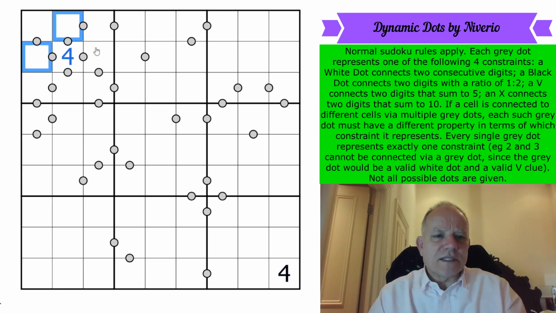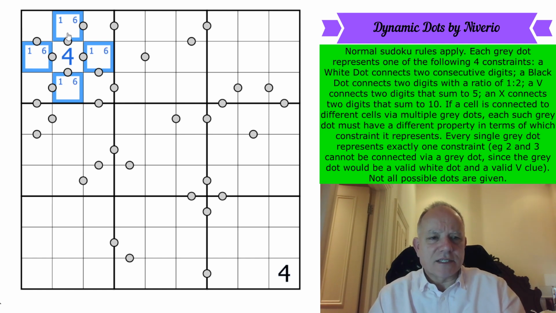And one of these is going to be a 1. One of them is going to be a 6, because one of them is going to be an X dot. So that's a V and an X dot. Now the white dot could be either 3 or 5, and the black dot could be either 2 or 8, which is annoying.